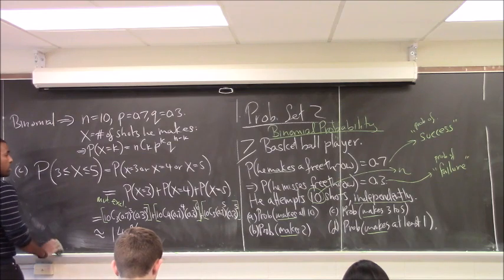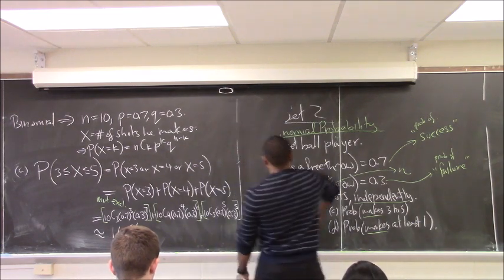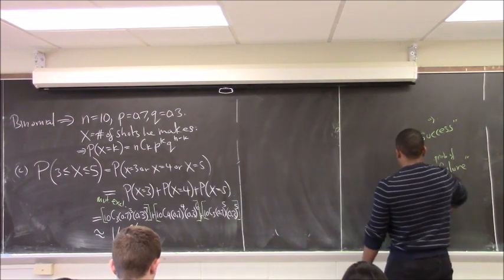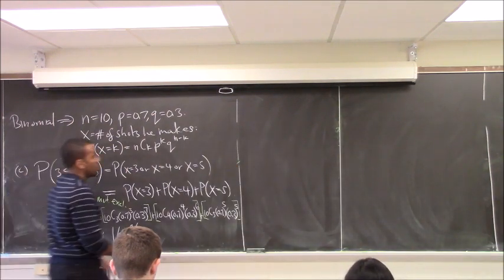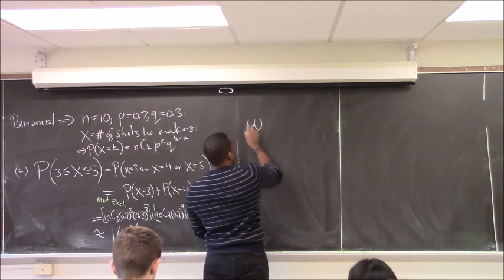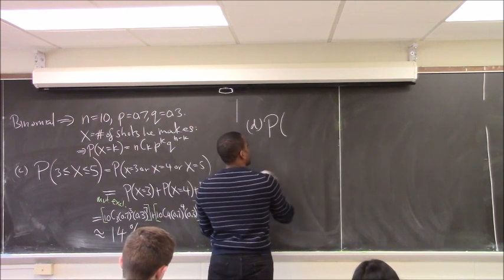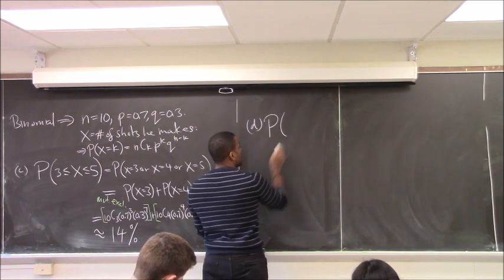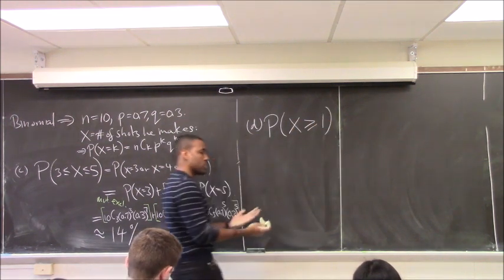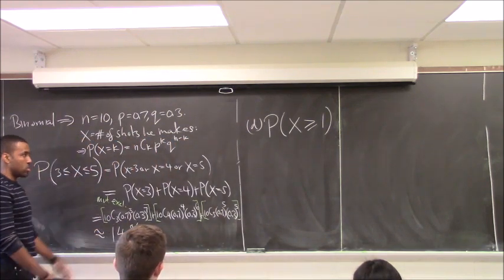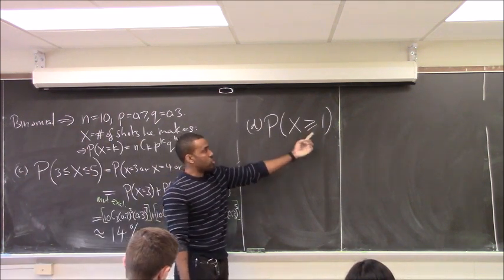What about the last one? Probably he makes at least 1. What would that look like? That's just 1 minus 9. Yeah, but write down what you are looking for. At least 1. What does that mean? Greater than or equal to. Greater than or equal to 1, right? That's one of those key phrases that you should remember. At least means greater than or equal to. At most means less than or equal to. So what is the probability that the number of shots he makes is greater than or equal to 1?